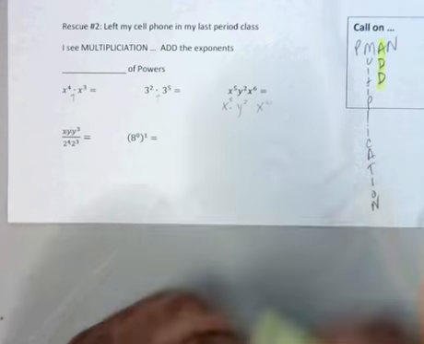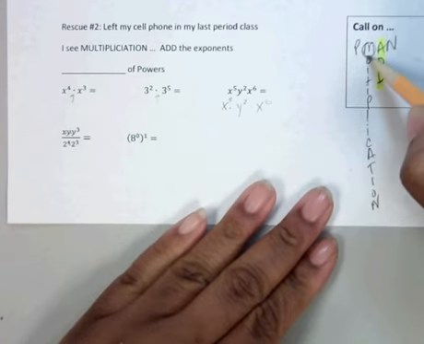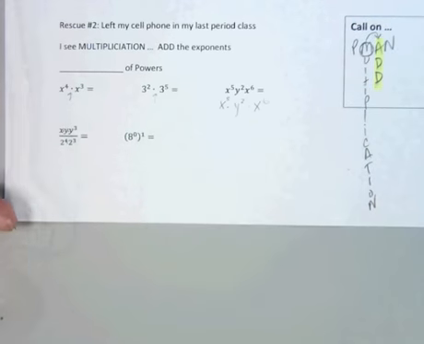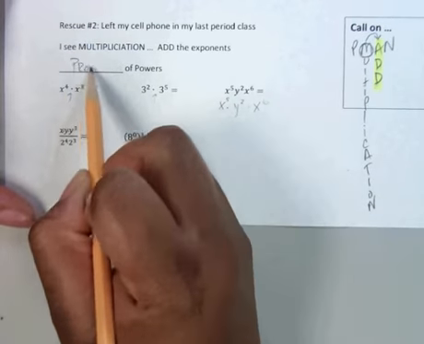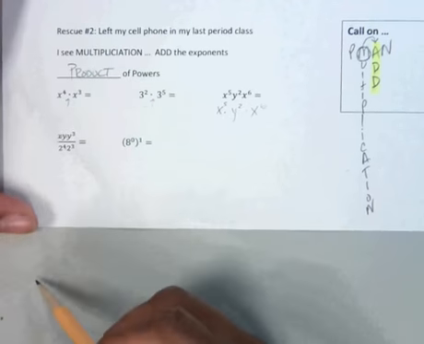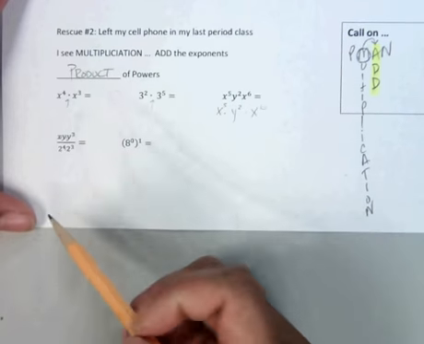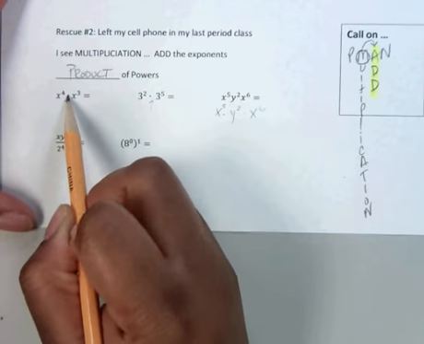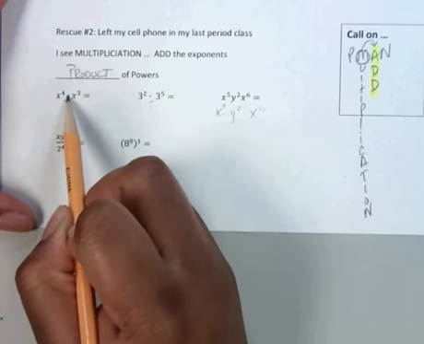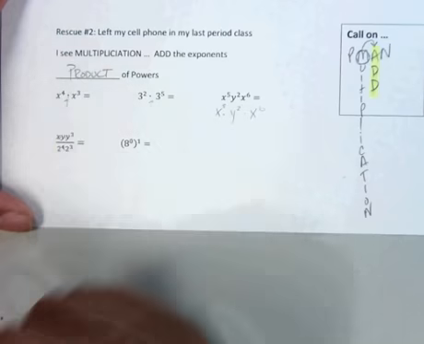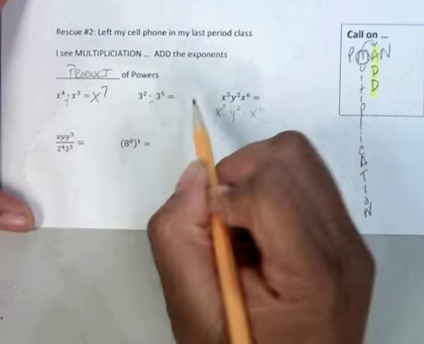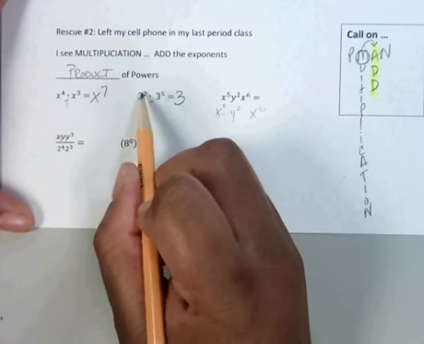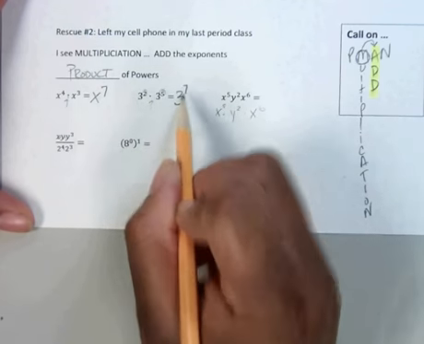Add the exponents. P-Man. I see multiplication, so add the exponents. This is what we call the product of powers. These are powers, and we're taking the product of them. To do that, add the exponents. So even though this is here, and that's what we see, that's not what you do. We add. This is not an exponent, so we don't add it. We add the exponents. Okay?